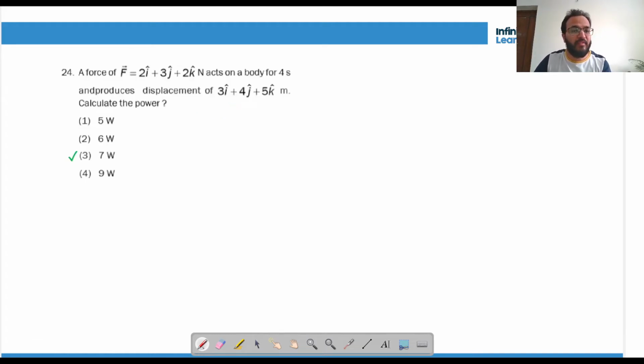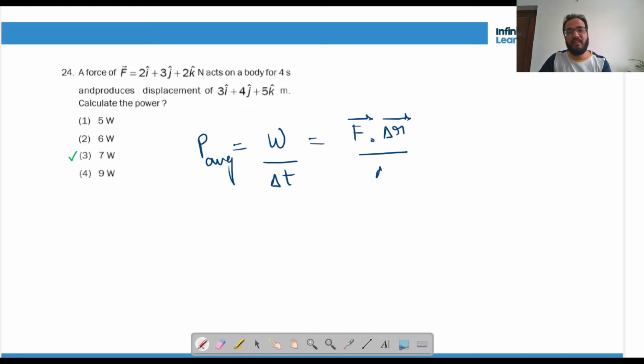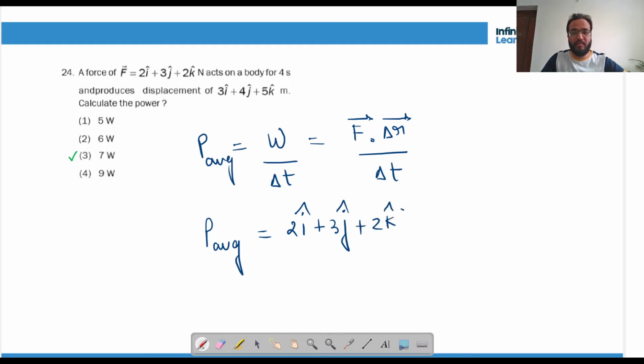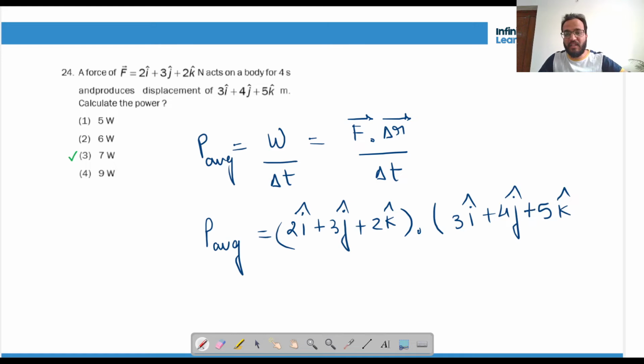Got it? Question 24. Force is given, displacement is given, calculate the power. Time is also given. See, average power is work upon time taken. What is work? Vector F dot vector delta R, displacement vector, upon delta T. So average power is very simple. It will be 2i cap plus 3j cap plus 2k cap dot 3i cap plus 4j cap plus 5k cap, upon time, 4 seconds. Now you can do the dot product and divide it by 4 to get the right answer.